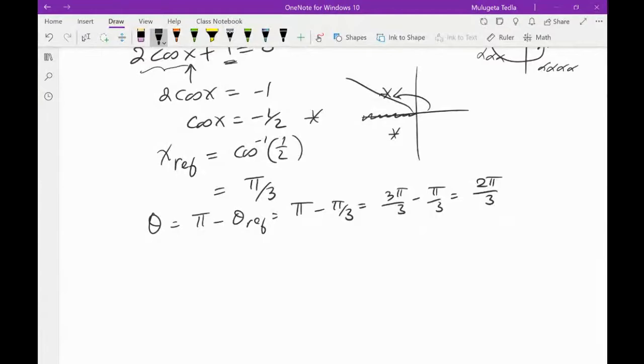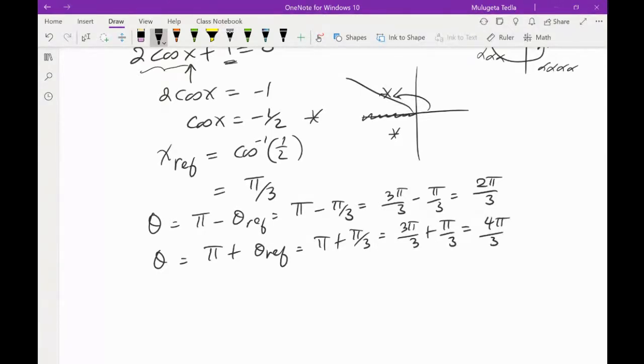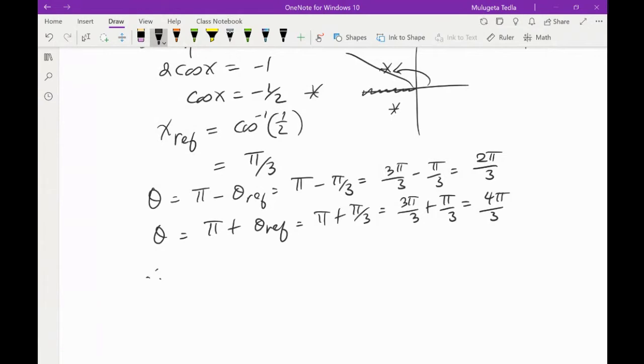For the third quadrant, the angle is pi plus theta reference, which is pi plus pi by 3, which is 3 pi by 3 plus pi by 3, which is 4 pi by 3. So therefore, the angles x can have are 2 pi by 3 and 4 pi by 3.